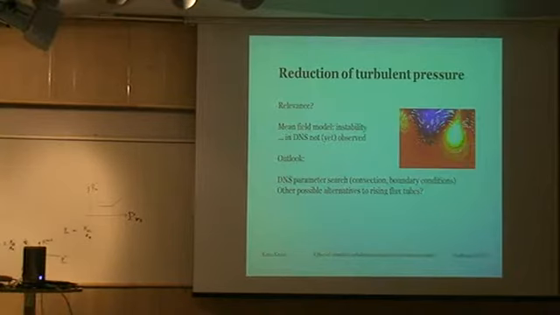So the relevance of this work. In mean field, we do see some instability appear. In DNS, we do not see it yet. Possible ways out of this is to go through parameter search, changing convection, boundary conditions, include more physics. But we shouldn't just focus on this model alone. Other than just putting in flux tubes, there are plenty of other manners to generate magnetic fields.